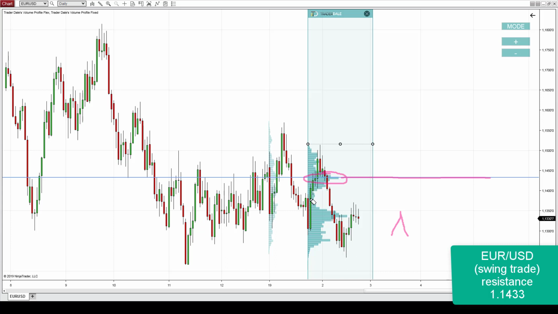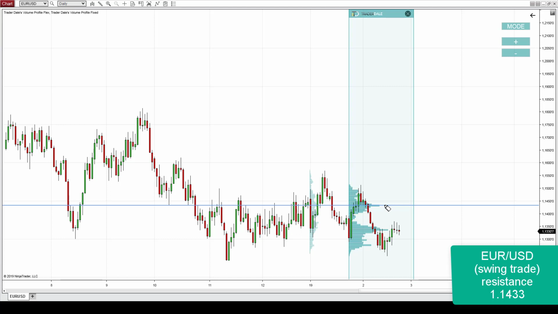I think that there were strong sellers who rejected the higher prices, and they placed most of their volumes right there at this level. So it's very likely that those sellers will be defending their selling positions when the price makes it back there again, and they'll push the price downwards.